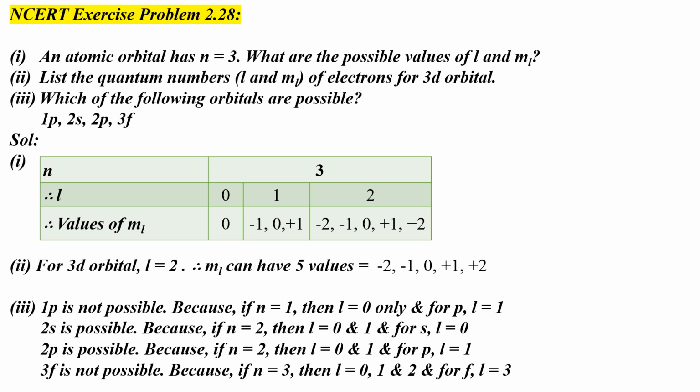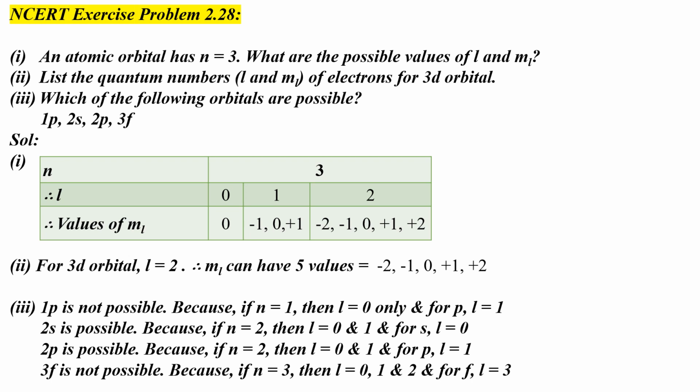This is written in the second row. Now when the value of L is 0, Ml can have only one possible value. What is that? It is 0. And that is written in the last row. And when the value of L is 1, it can have only 3 possible values. What are they? -1, 0 and +1. When the value of L is 2, it can have only 5 possible values, and they are -2, -1, 0, +1 and +2. So this is the solution for the first question.